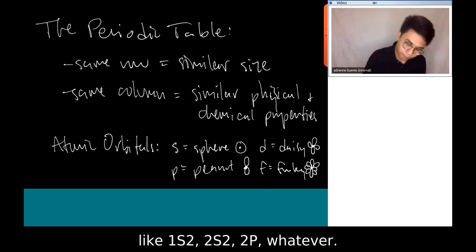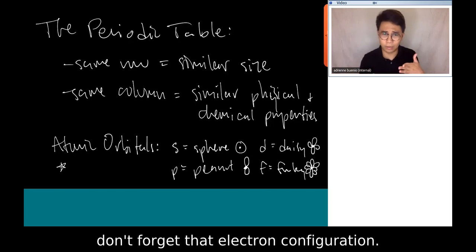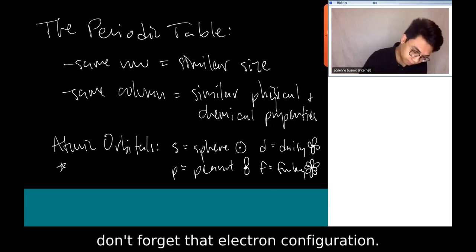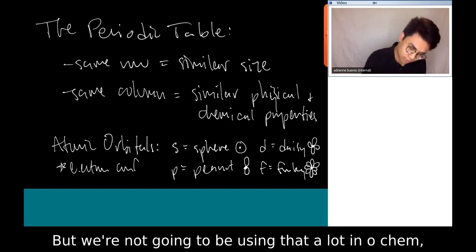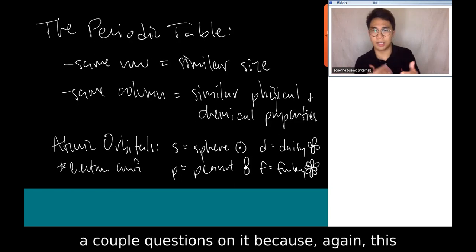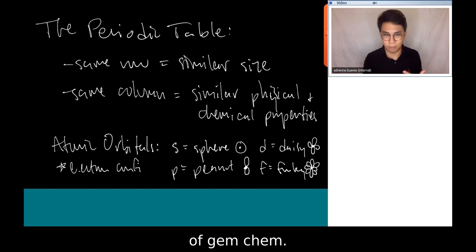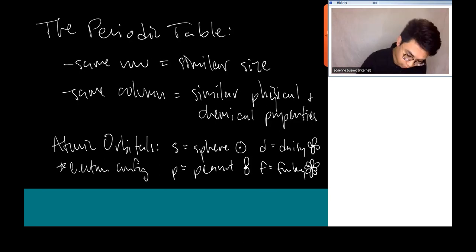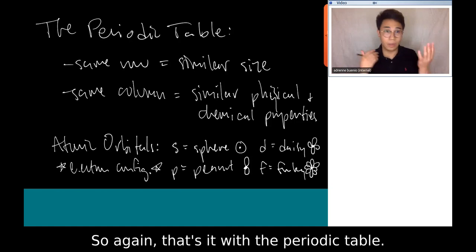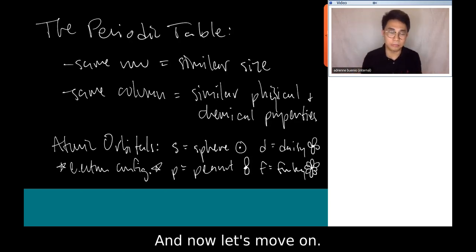We did that a lot in Gen Chem, so hopefully you guys don't forget electron configuration. We're not going to be using that a lot in OChem, but in this first chapter, there's a couple questions on it, because this is a review of what you should have gotten out of Gen Chem. So that's it with the periodic table. Fast summary, that's all you need to know. Keep that in mind, and now let's move on.